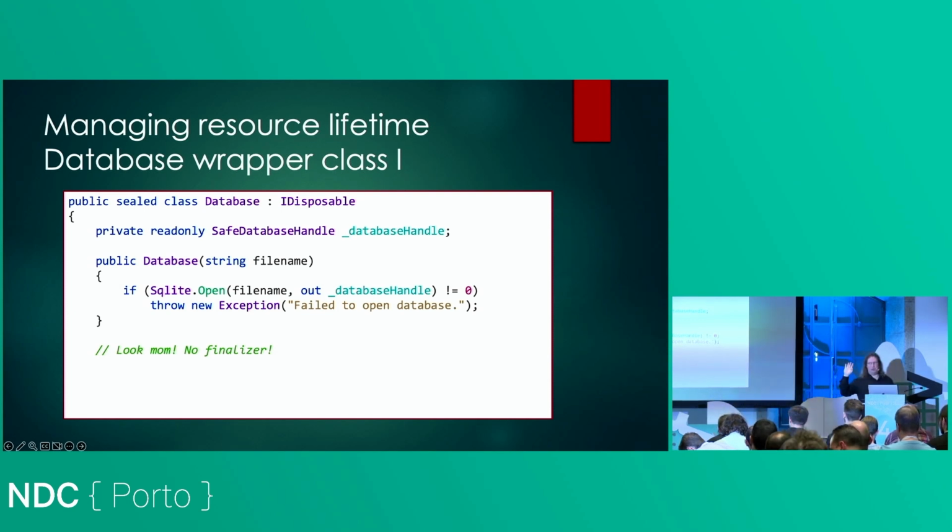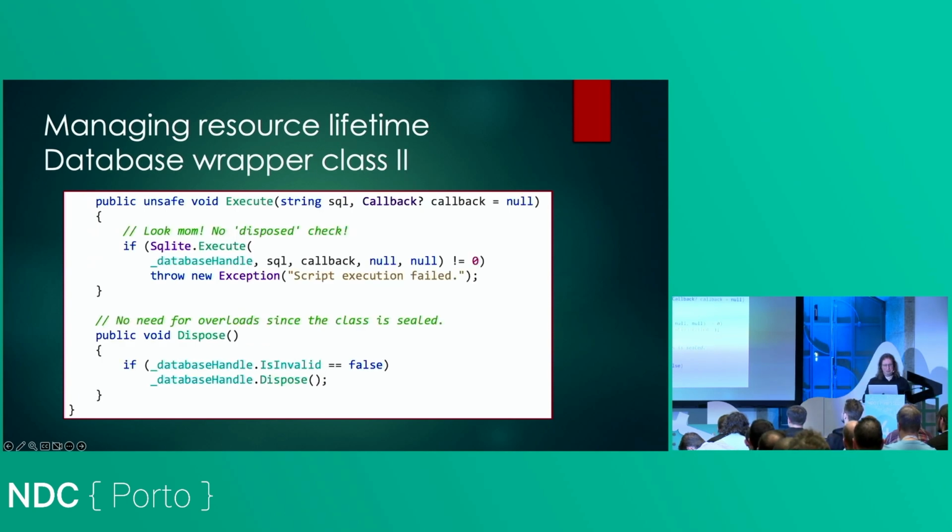Obviously, if this were real code, you'd use a more meaningful exception type, and no finalizer. This doesn't need a finalizer because the safe handle has a finalizer. And you shouldn't rely on this anyway, but it's good to have. There's a chance it will get invoked. So you have that already for free, because you're using safe handles.